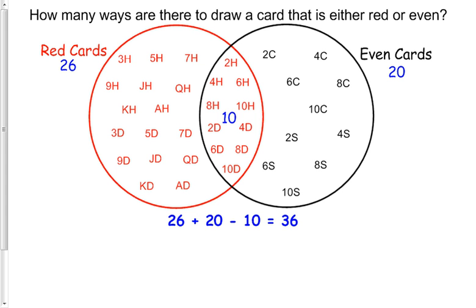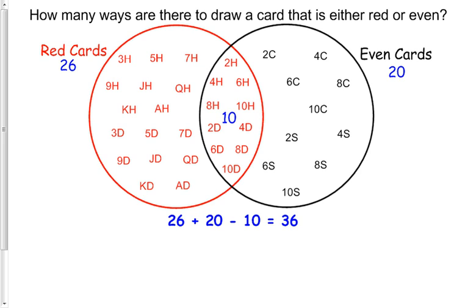If I count the entire red circle, there are 26 cards that are red. If I count the entire even circle, there are 20 cards that are even. In that center, though, I have 10 cards that get counted twice. They get counted as red cards as part of that 26, and they get counted as even cards. So we take the 26 red cards plus the 20 even cards, but we subtract out the 10 in the middle because they got counted twice. Basically it's like saying that of the 26 cards that are red, I'm going to take the 10 out of those because I'm going to count them as the even cards as well. So 26 plus 20 is 46, minus 10 leaves me with 36 different ways to draw a card that's either red or even.